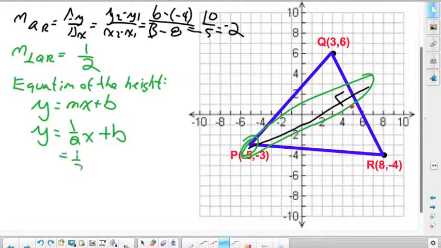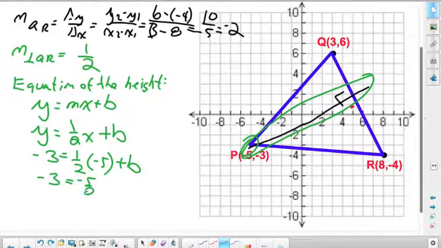So when x is -5, y is -3. And again, in the quizzes, I saw people mix this part up. We put in the x value over here and the y value over there, and then you got the wrong value for b. So we need to take care of our work. So I get -3 is equal to -5/2 plus b. So I'm going to add 5/2 to both sides. And so that leaves me b is -1/2.